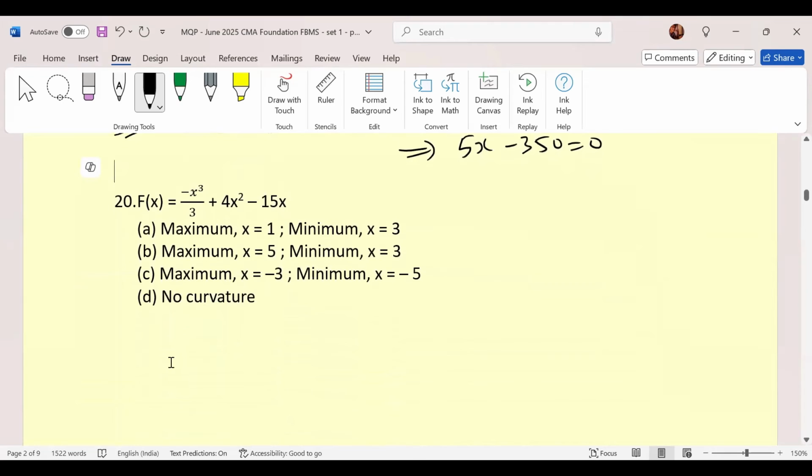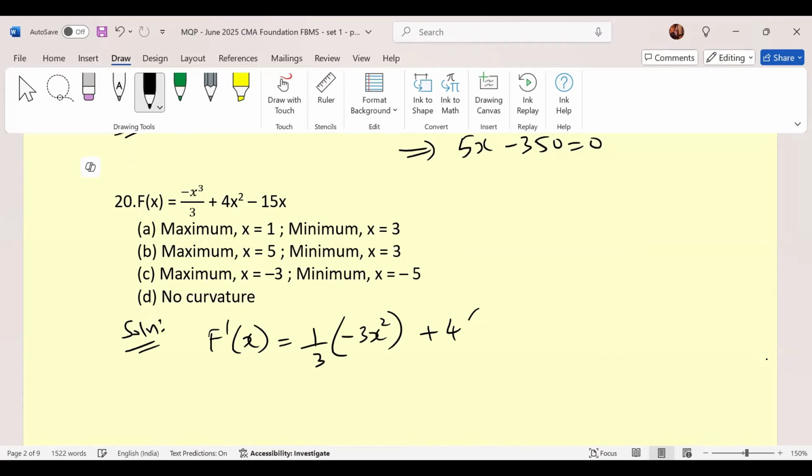Next, we'll move on to the 20th question. F of x is negative x cubed by 3 plus 4x square minus 15x. We need to check which is valid. So we need to find out the first derivative, f dash of x, 1 by 3 constant, and if I differentiate minus x cube, it is minus 3x square. Plus 4, if I differentiate x square, it is 2x. Minus 15, if I differentiate x, it is 1. So f dash of x is minus x square plus 8x minus 15.